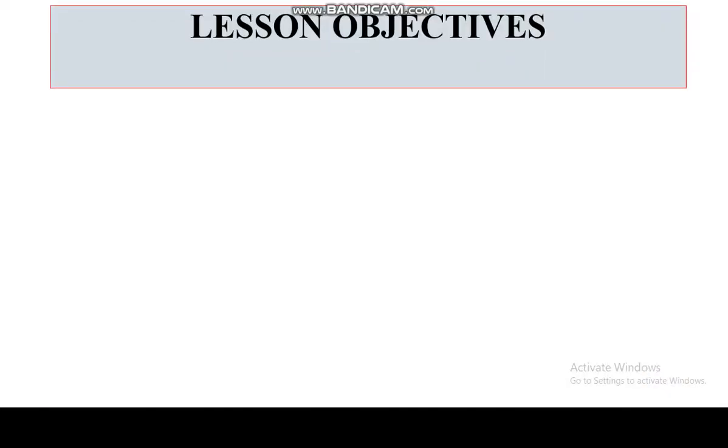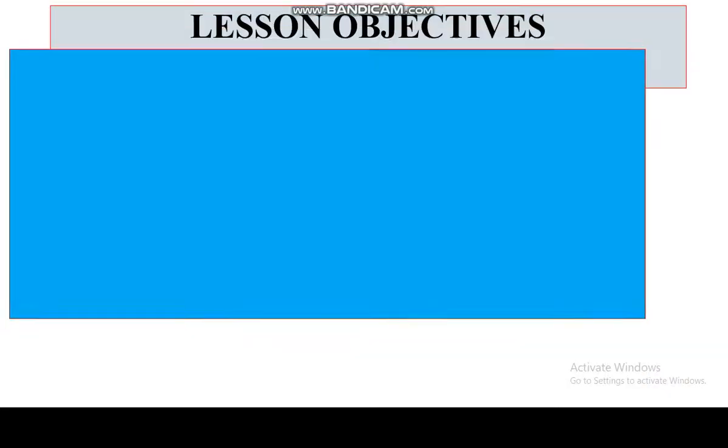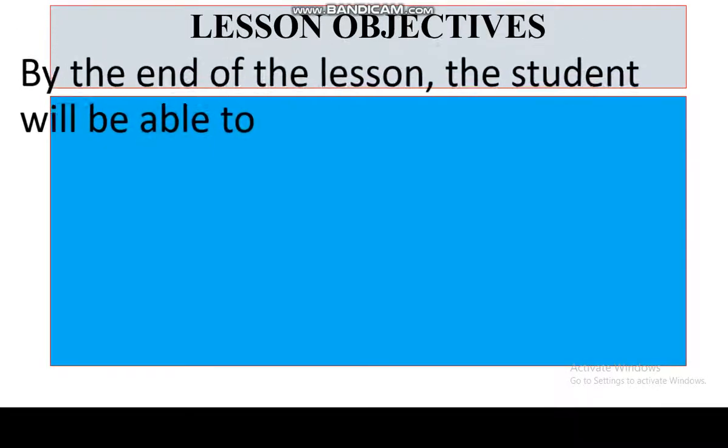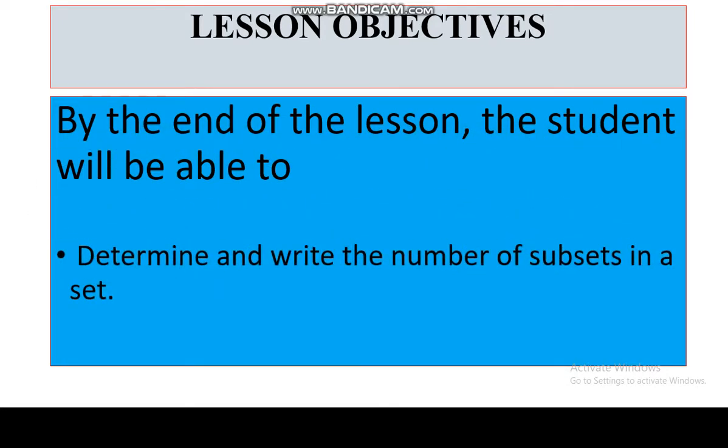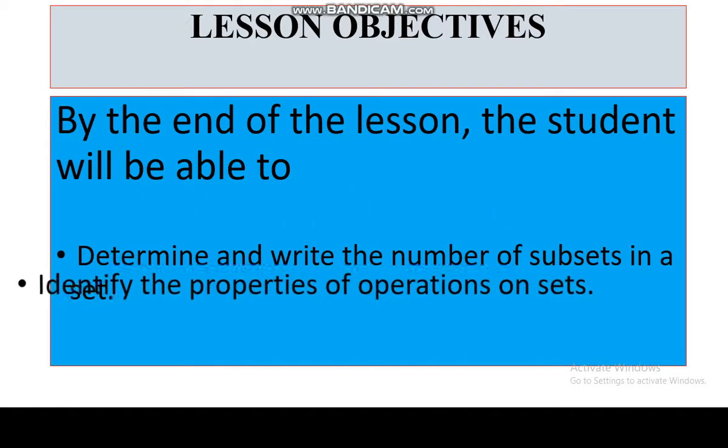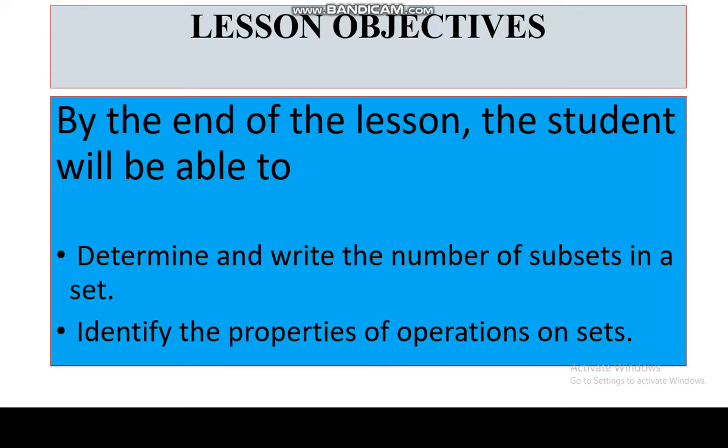Let's look at our lesson objectives. By the end of the lesson, the student will be able to: 1. Determine and write the number of subsets in a set. 2. Identify the properties of operations on sets. So by the end of this lesson, you, my students, must be able to determine and write the number of subsets in a set, and identify the properties of operations on sets.